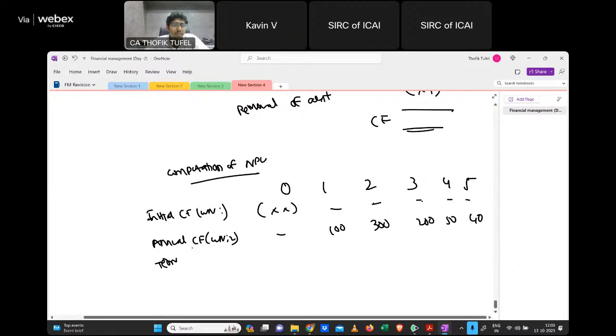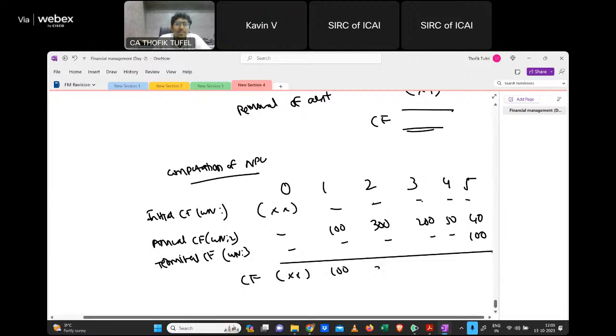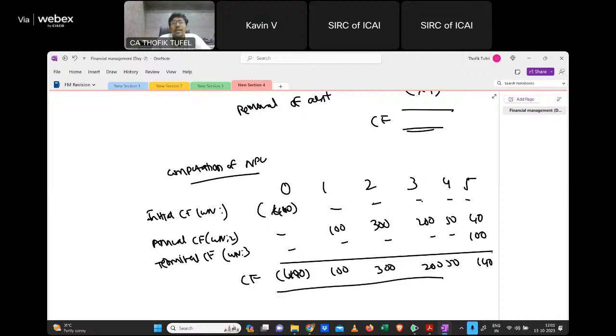Then you put terminal cash flow, working note number 3. Terminal cash flow will be in year 5. Suppose the terminal cash flow is 100 rupees. Now what you do? You put the total cash flows. Year 0, what is the total cash flow? Suppose this is 400, then 100, 300, 200, 50, and 140. So these are the total cash flows.